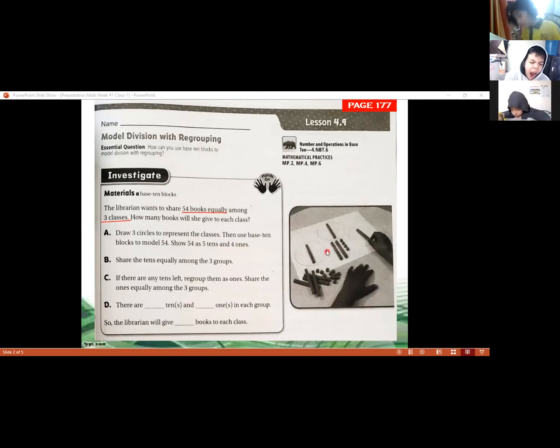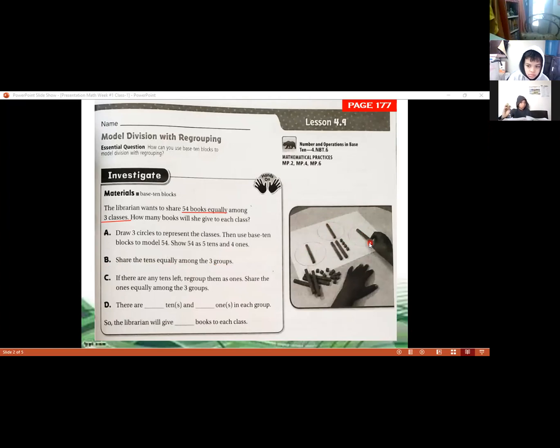So first, the 3 circles, and then we have 5 tens. As you can see, we have 1, 2, 3, 4, 5 tens and 1, 2, 3, 4 ones. Now, letter B, it says, share the tens equally among 3 groups. So this person starts sharing 1 by 1 in each group. 1 ten in group number 1, 1 ten in group number 2, and 1 ten in group number 3.